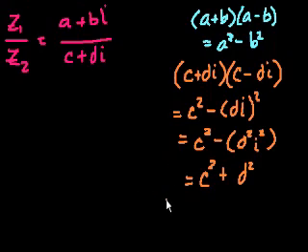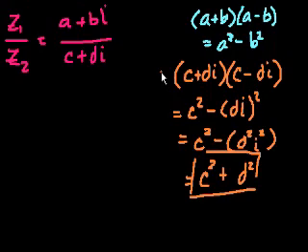That's interesting. When I multiply a complex number times this other number, which is very similar to it, but the imaginary part goes in the other direction, I get a completely real number. All of the i's disappear.